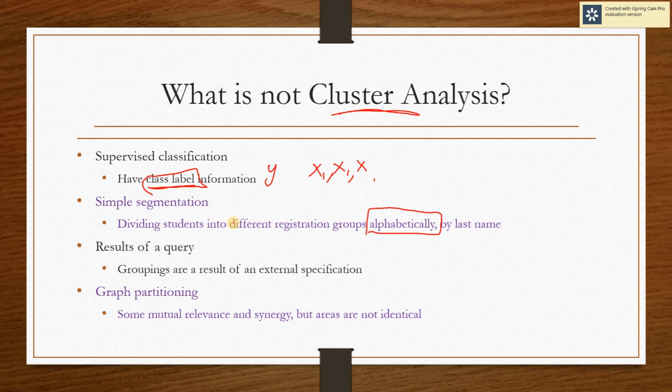Next is when you want the result of a query. This is not considered cluster analysis. Why? Because it is a grouping based on an external specification. What is the external specification? It is based on your query. Next is graph partitioning, where there is some mutual relevance and synergy, but the areas are not identical.